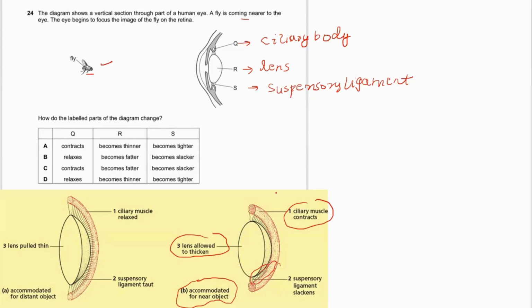So here clearly you can see this image is actually what is being asked in the question. So the correct answer would be Q. So our Q is ciliary body or the ciliary muscle. So what happens to the ciliary muscle? The ciliary muscle will contract. The ciliary muscle contracts. The lens, which is the R, becomes fatter, and the S is the suspensory ligament that becomes slacker. So the correct answer for this question is going to be C.